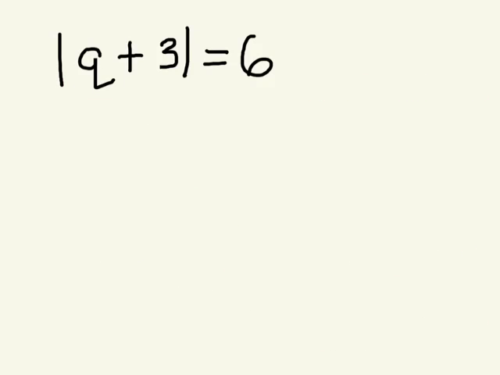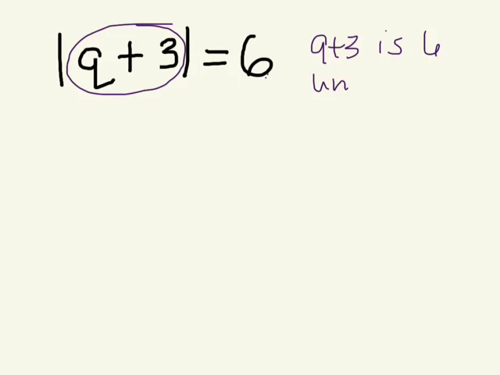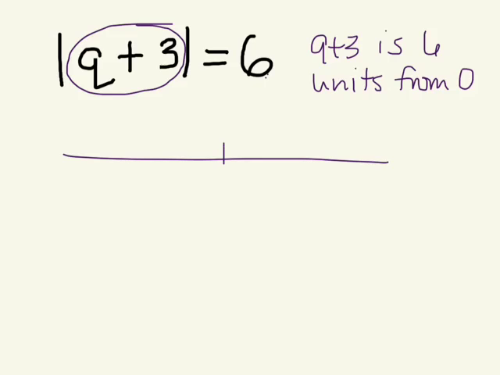In the next problem, we have a little bit more inside the absolute value. So q plus 3 has to be 6 units away from 0. Okay? So here's 0. 6 units from 0 is 6 and negative 6, which means q plus 3 is at 6 or q plus 3 is at negative 6.